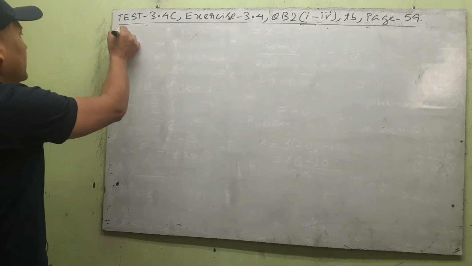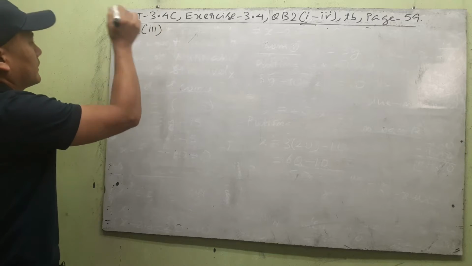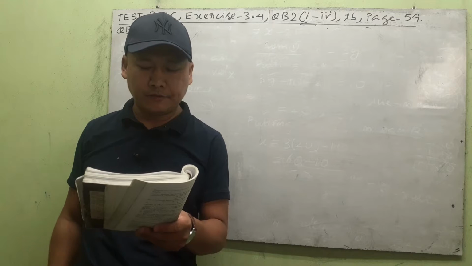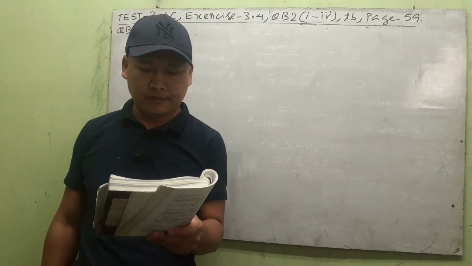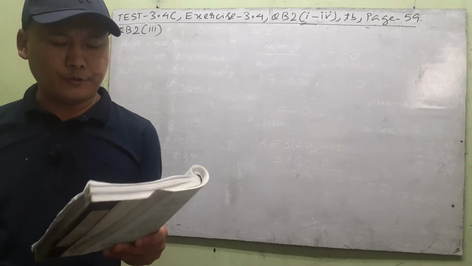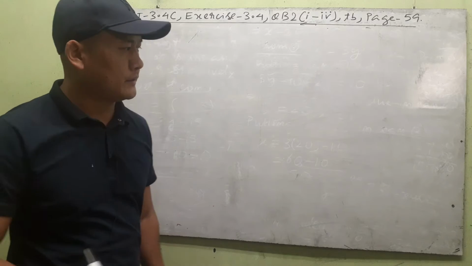Okay, so the next question here, question B2, subheading 3. Let me read the question for us. The sum of the digits of a 2-digit number is 9. Also, second condition, 9 times this number is twice the number obtained by reversing the order of the digits.